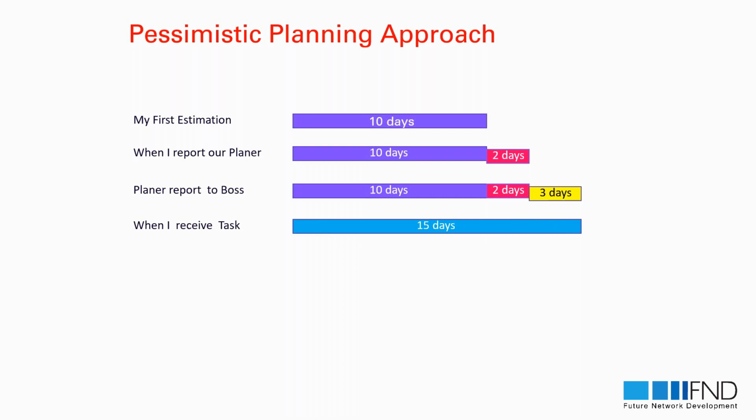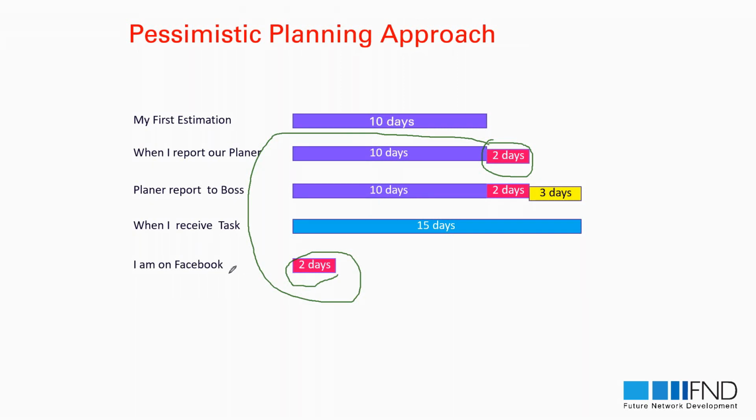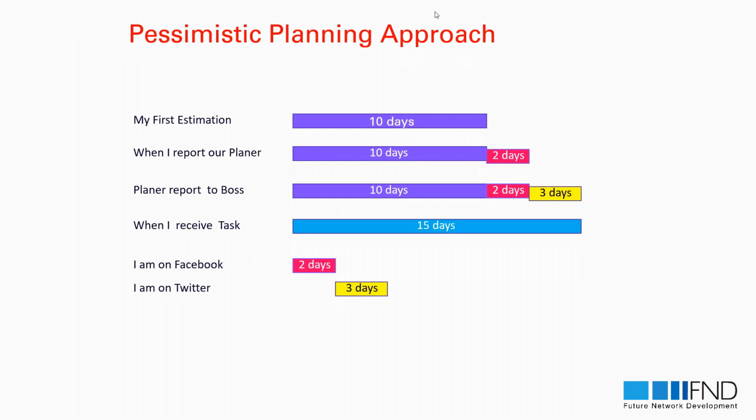This is another one. But if you look at it from the perspective that, okay, our boss agrees to the 15 days, and I receive the task in 15 days. What is happening? The first 2 days, there is an approach where I have this 2 days buffer, and I'm just using this 2 days buffer at the beginning, and I'm saying, okay, I'm on Facebook. Then another 3 days, I'm on Twitter or another place.